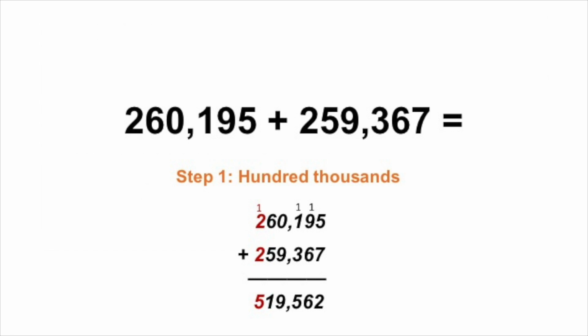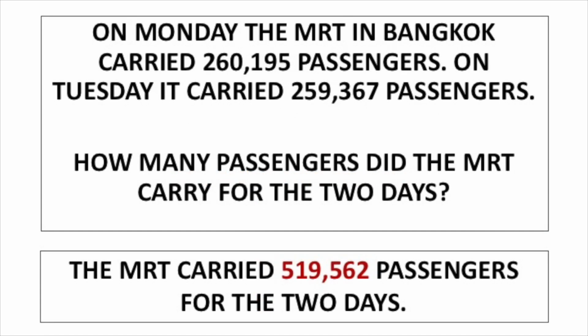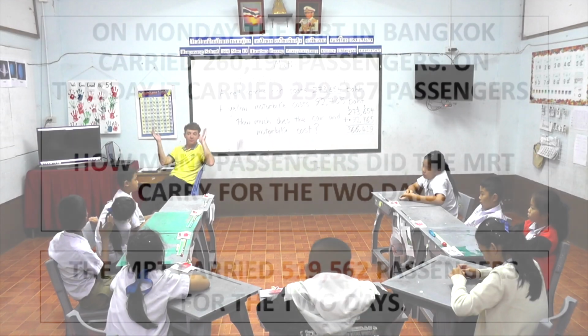So we can say the MRT carried 519,562 passengers for the 2 days. And this is how we successfully answer addition word problems. Read the word problem, identify the numbers to add together, and then give the correct answer. Any questions, guys? That was brilliant. Well done.